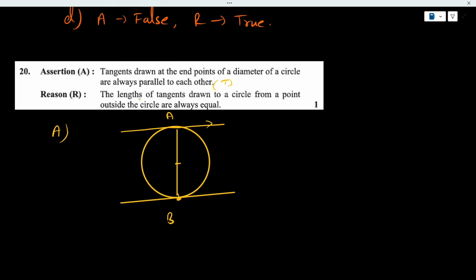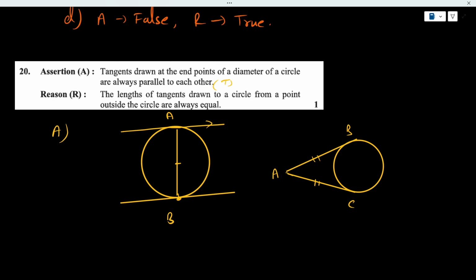Now we will see whether reason is the correct explanation or not. The length of the tangents drawn to a circle from an exterior point, the point outside of a circle, are always equal. This one also you have learned as a theorem, right? The tangents drawn from an exterior point are always equal in length, right? But is it explaining your assertion? It's not explaining the assertion. That means both the statements are true, but reason is not explaining the assertion.